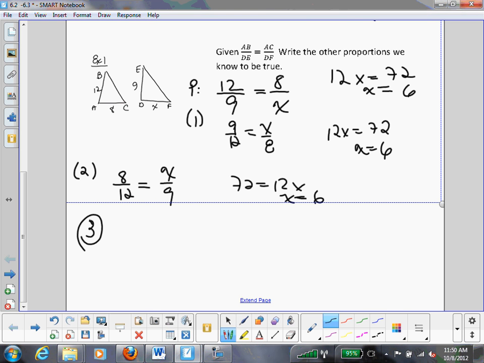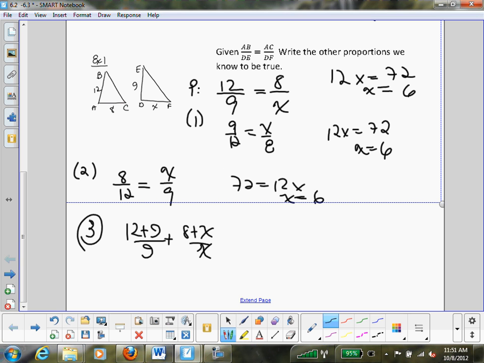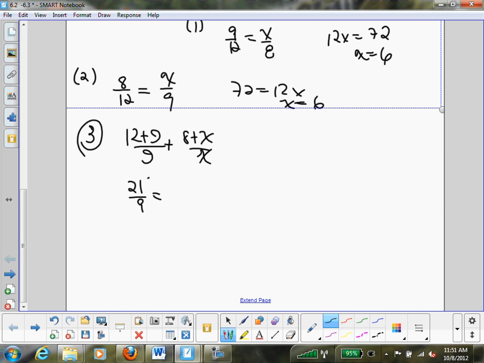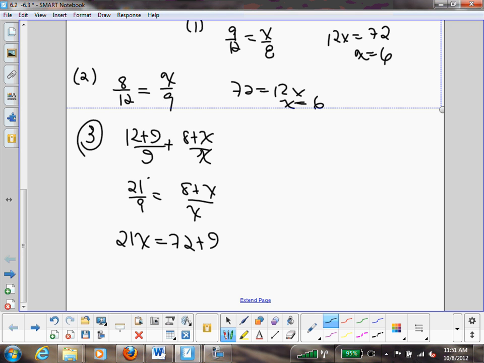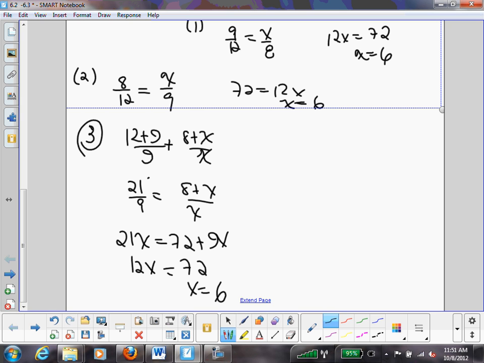And what would be the last one that I'd want to show? That's the one that's always just a little bit different. What do you got, Sophia? And so this would give me, what, 21 over 9 is equal to 8 plus x over x, which would be 21x is equal to 72 plus 9x, which would be 12. We're back down to 12x is equal to 72, which means x is 6. So all of those manipulate into the same thing.